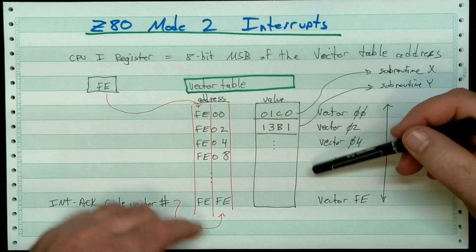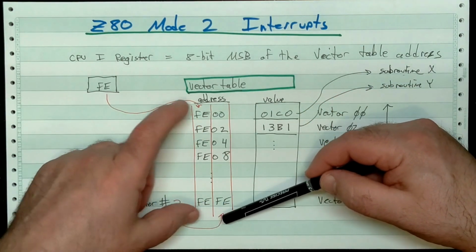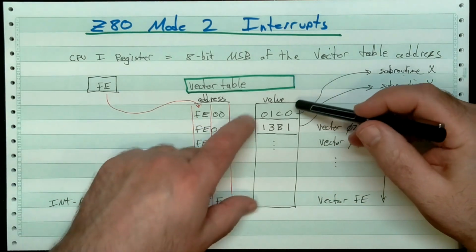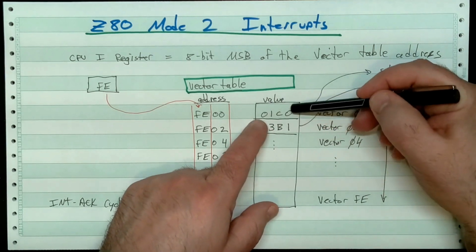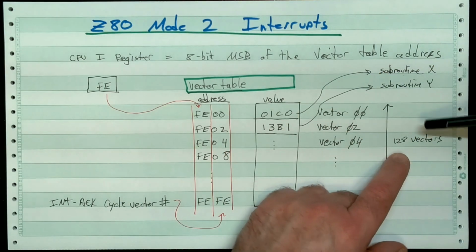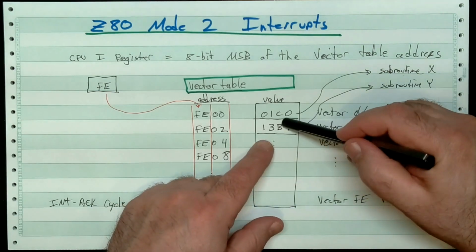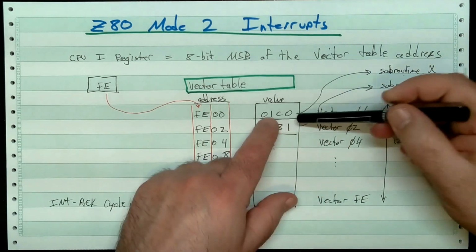How big is the table? The table starts at FE00 and goes up to FEFF, okay? Therefore, it has 256 total bytes in it. Each entry in the table consumes 2 bytes. Therefore, there's 128 vectors, maximum, we can say, in this table. All right. Now, vector 0 is the first one.